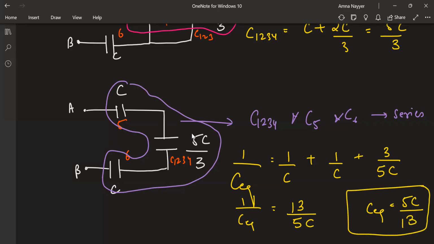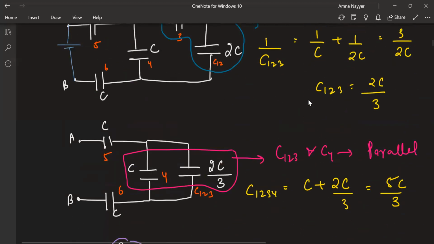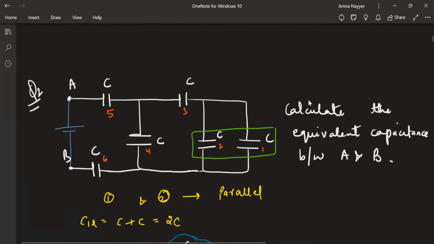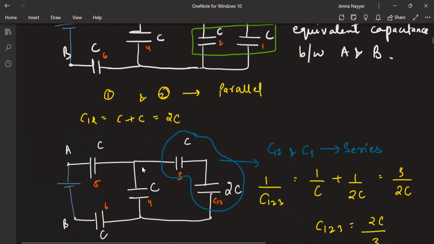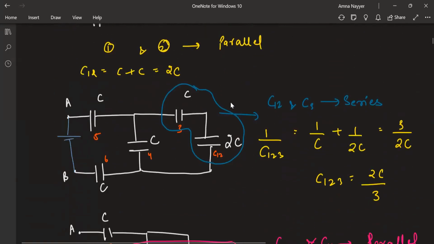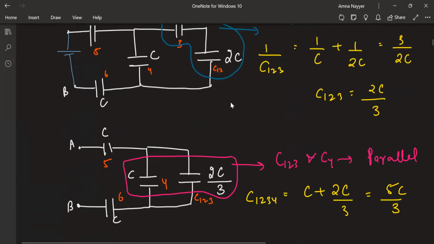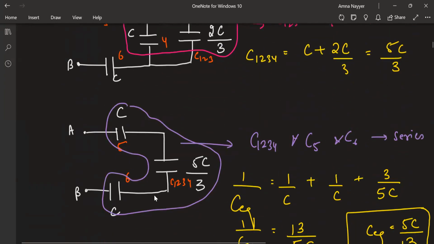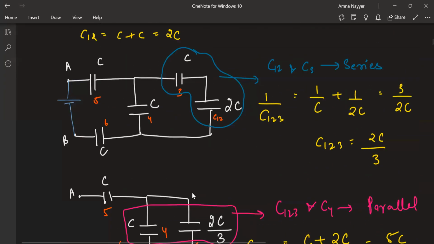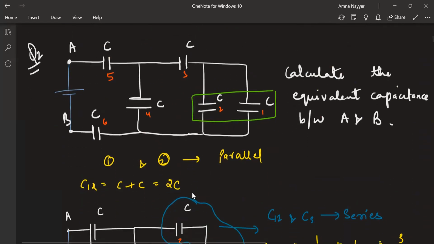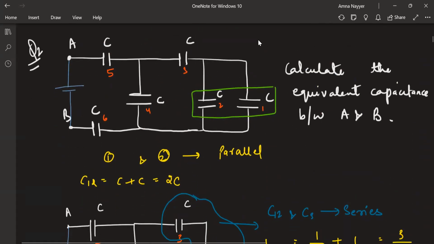Did you get it? How to solve such big questions? Yes, ma'am. Keep on reducing the circuit and do one thing: always draw whatever you're getting, roughly. I had to draw it properly here, but you can draw a little bit roughly, and that will give you an idea what all things are present. Otherwise you'll forget. Okay, please write this, we'll see some more things.